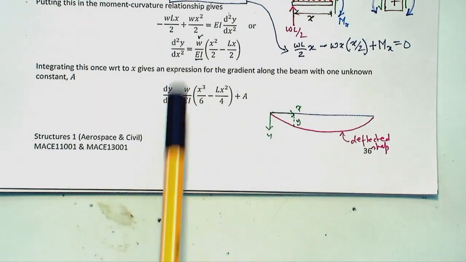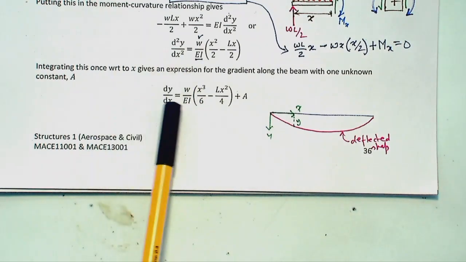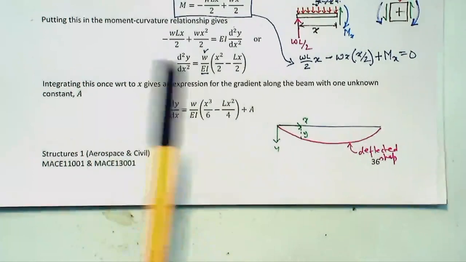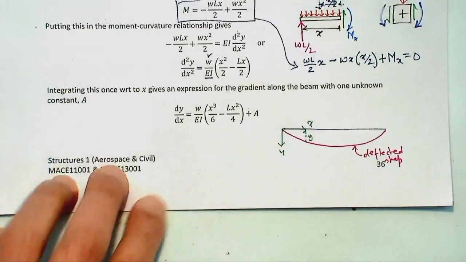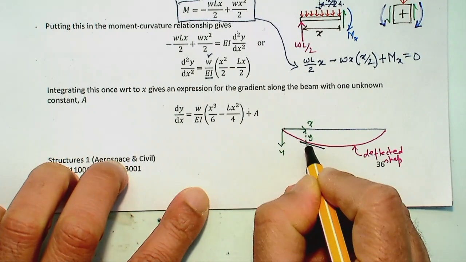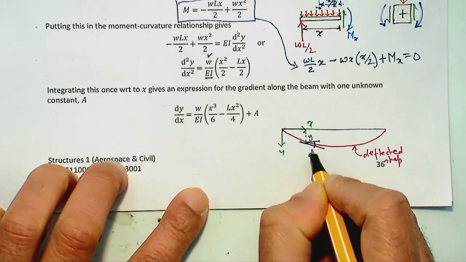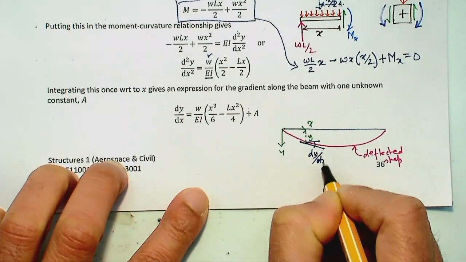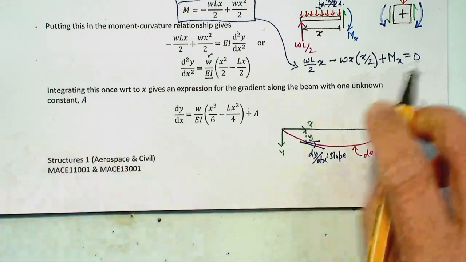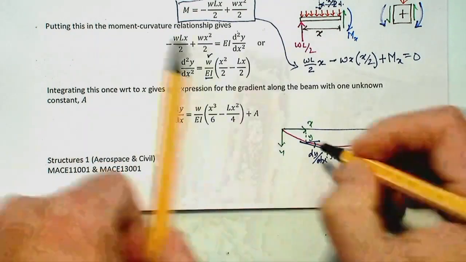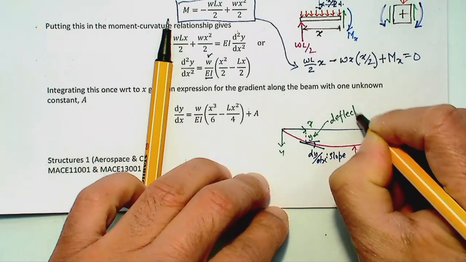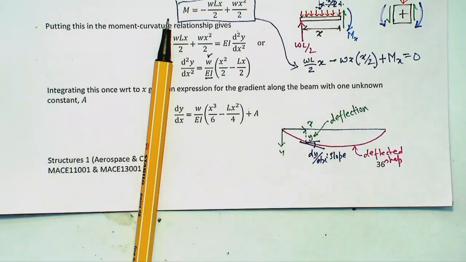Now if you integrate it once, then the integration of d2y dx2 would give you dy dx. Now what is dy dx? dy dx is the slope. And y is the deflection at a distance x.